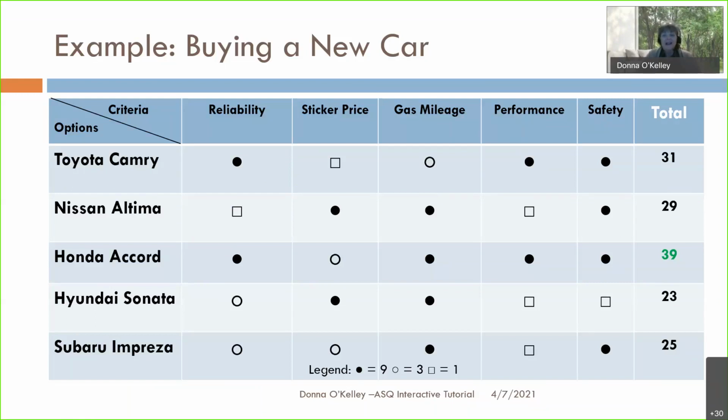I hope so. You can see right away, without even looking at the totals, which ones might be the best option, just visually, because what you're doing is just looking across and seeing which of these has the most black circles. So that's going to add up to the most, because black circles are 9. So in this case, the Honda Accord wins out with a 39, because you total based on the legend. And in this case, it's a 39 based on this criteria only.